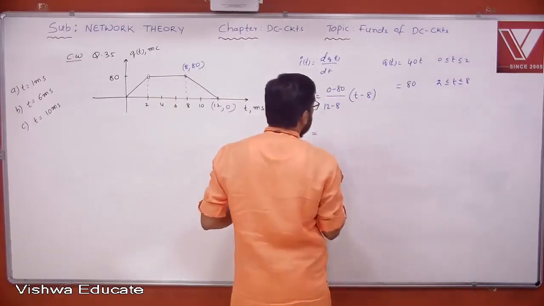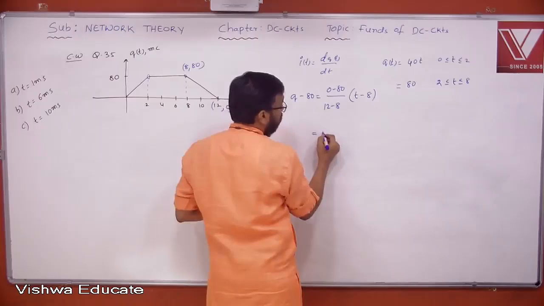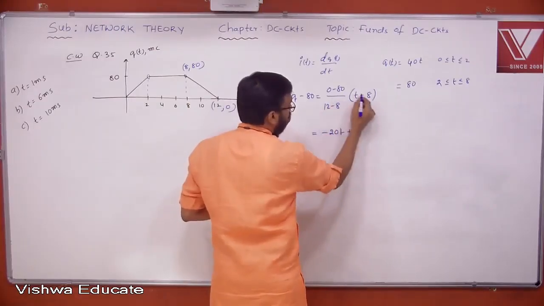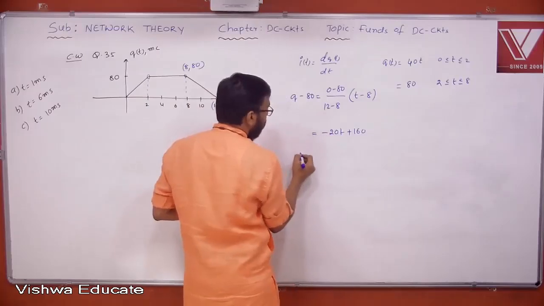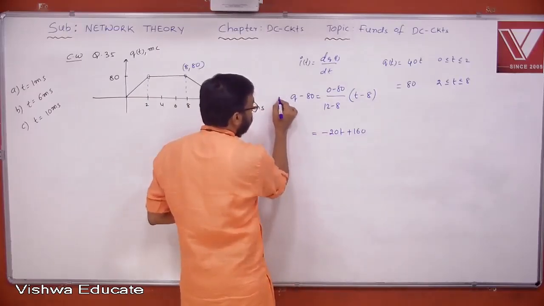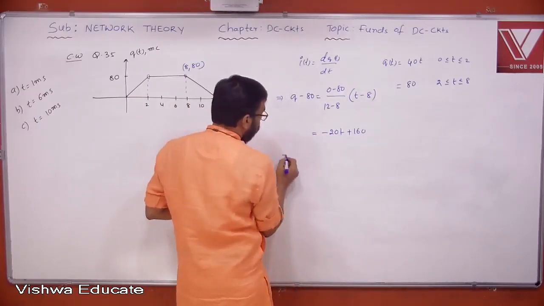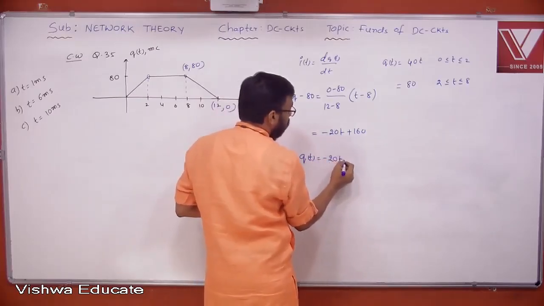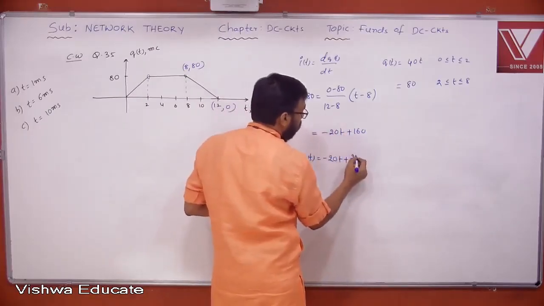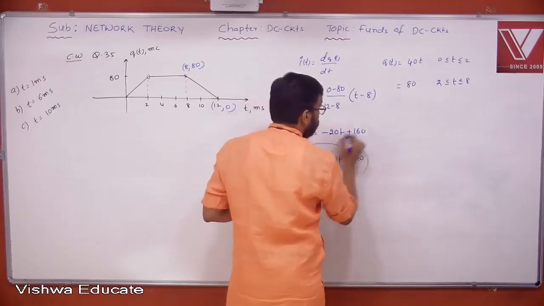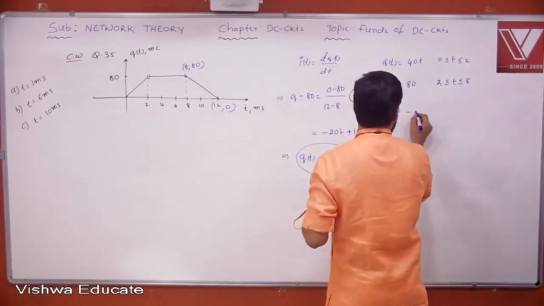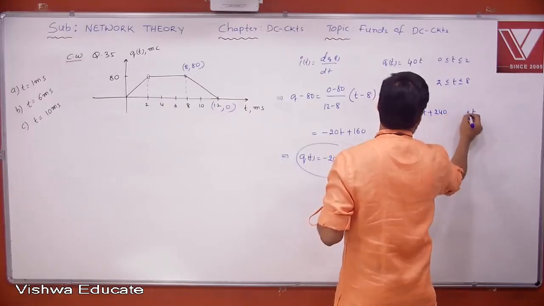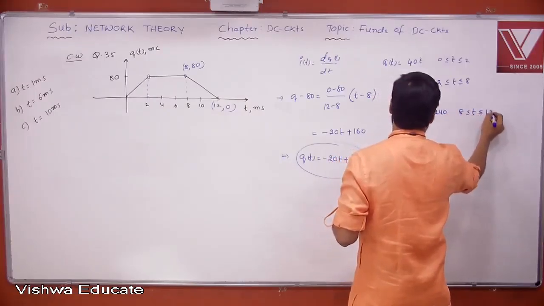So what do you get here? Minus 80 by 4 is nothing but minus 20. Minus 20t, minus into minus, plus 160. Finally you got here q of t is equal to minus 20t plus 80 plus 160, that is 240. This you substitute here. What do you get? Minus 20t plus 240. This is for t between 8 and 12.